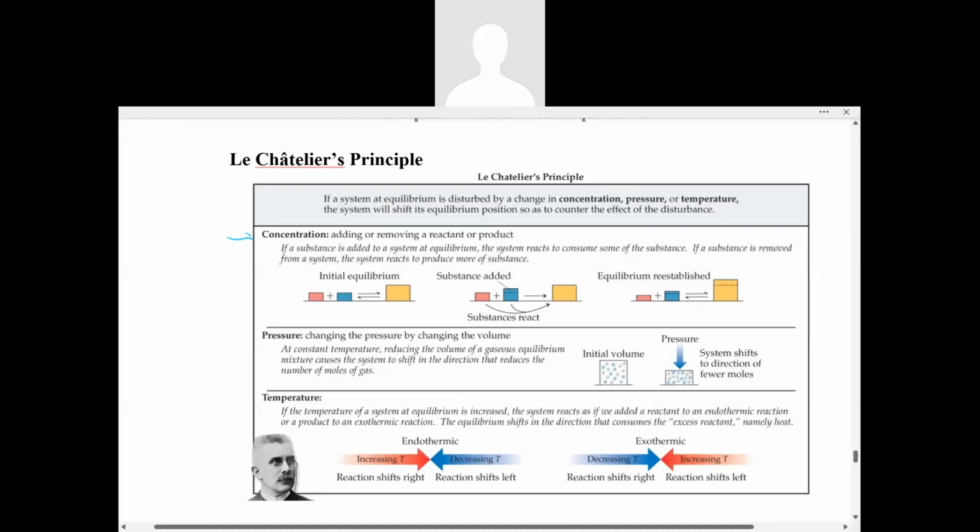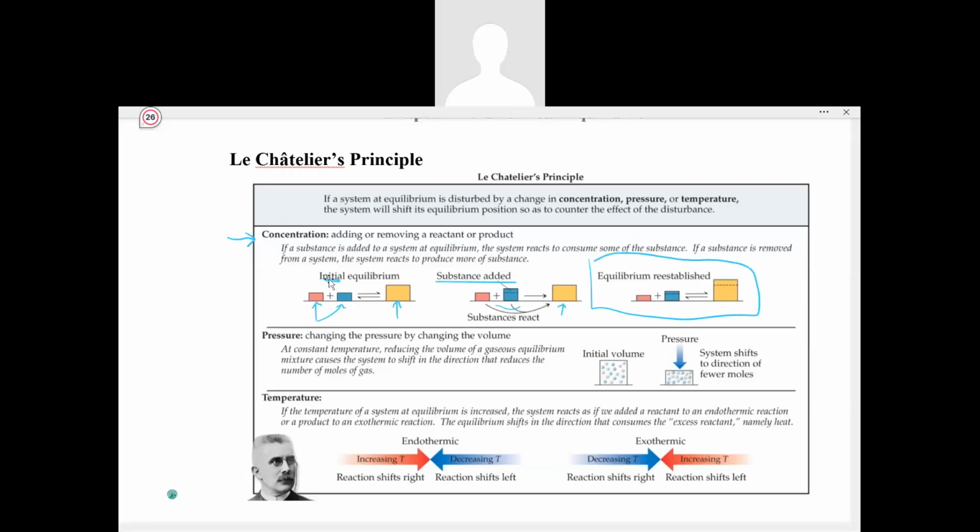So first, dealing with concentration of reactants and products. We can see that there's an initial concentration in our system here. These are our reactants, and then this yellow block is our product. So some substances react. We can see that more product is produced. And we can see that if a substance such as a reactant is added, that will cause a shift and a reestablishment of equilibrium here.